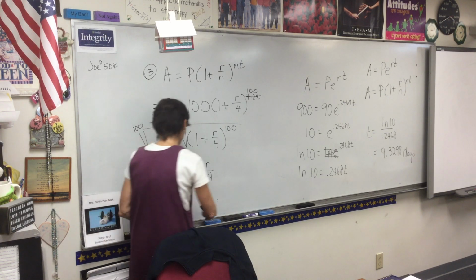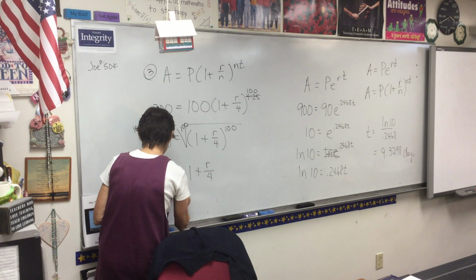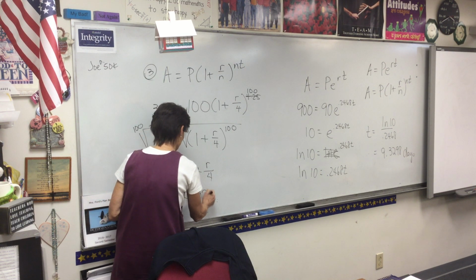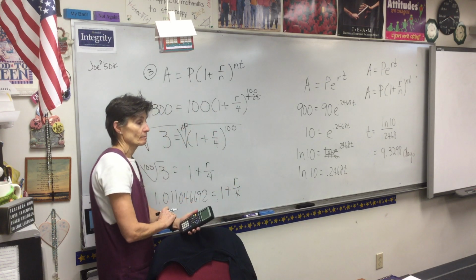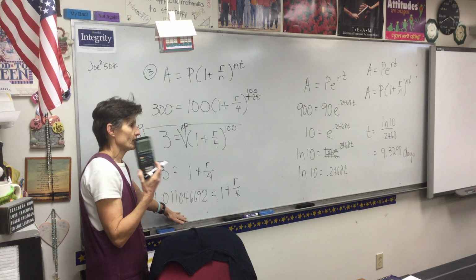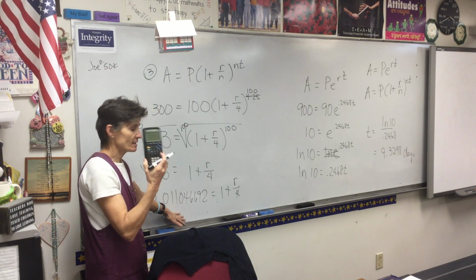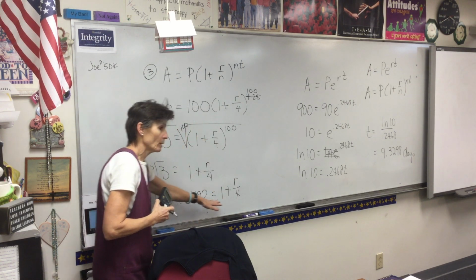Okay, so now I have 1.011046692 equal to 1 plus r over 4. Now, I wrote all that down, but it's still here, so I'm not going to type it back in. Tell me how to solve this now. I'm trying to figure out what r is.